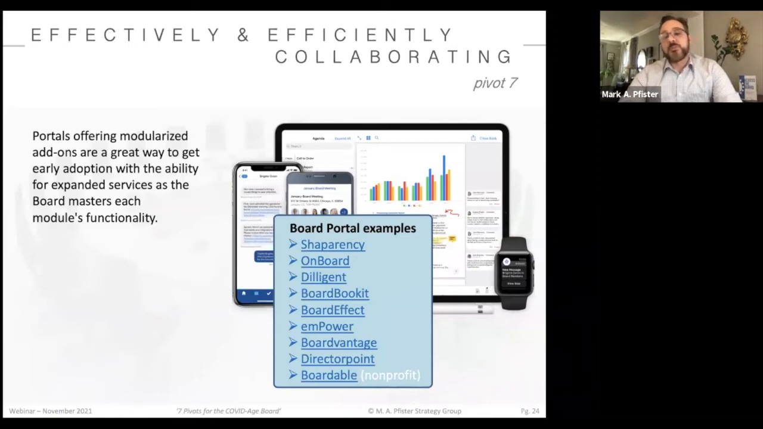So these portals in many cases are modularized. They have add-ons. They're a great way to get early adoption on certain modules and then expand on that for the board to master the functionality of each one of those modules as they get to use the board portal more often. Give a couple of examples here.